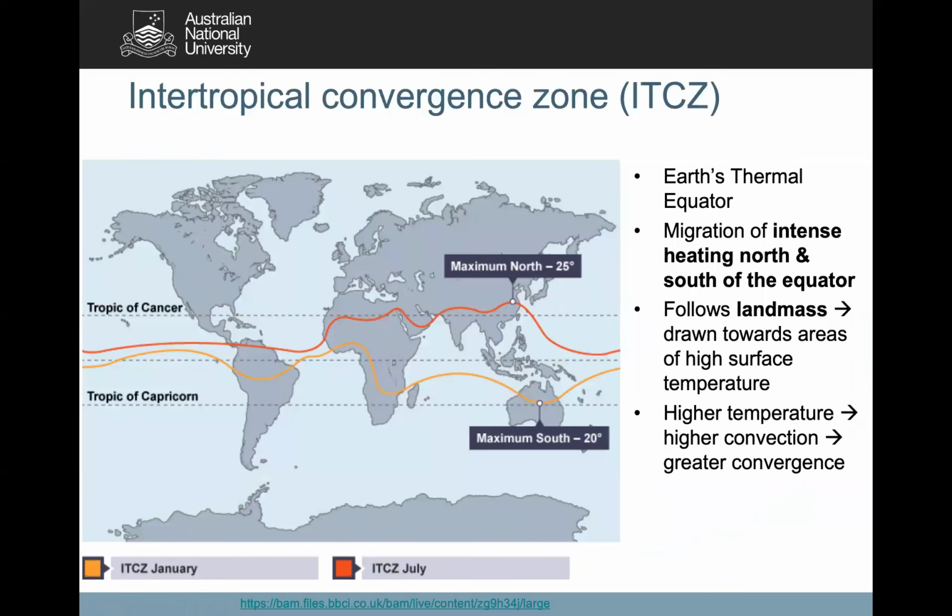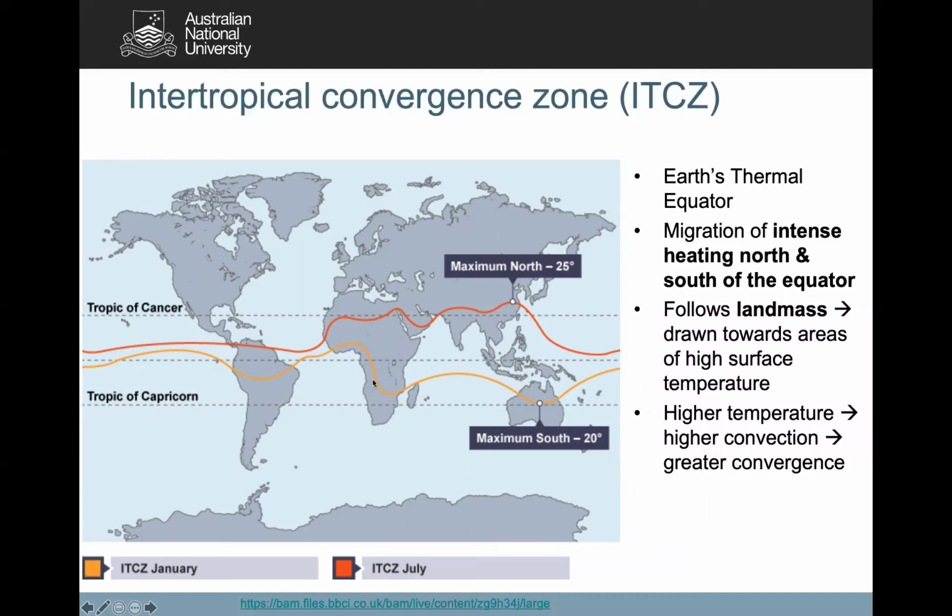And this one is what we'll call the Intertropical Convergence Zone. It's also known as Earth's thermal equator. It's the path of the intense heating north and south of the equator. Note that it follows the landmass. This is because land can heat up a lot quicker than oceans, and as the sun goes north of the equator at its maximum at the Tropic of Cancer, it heats up this region a lot more intensely. The heat sticks around, and so you get the low pressure system focusing here.